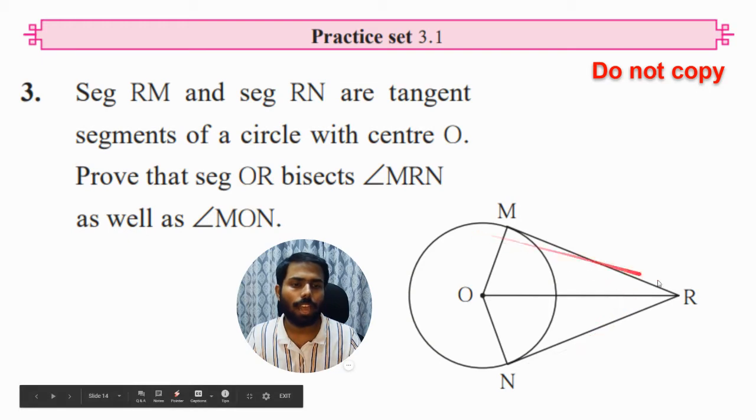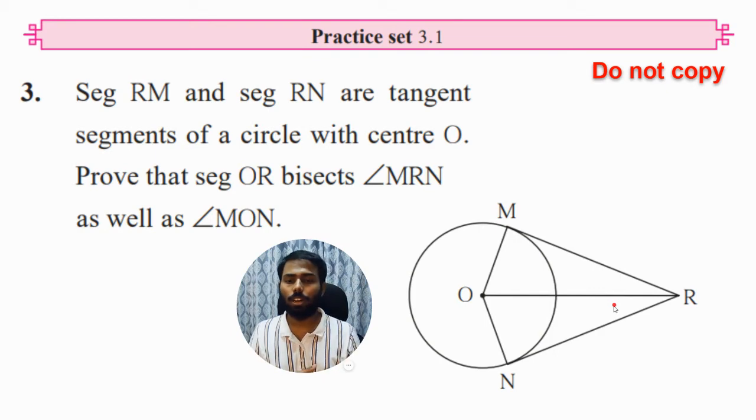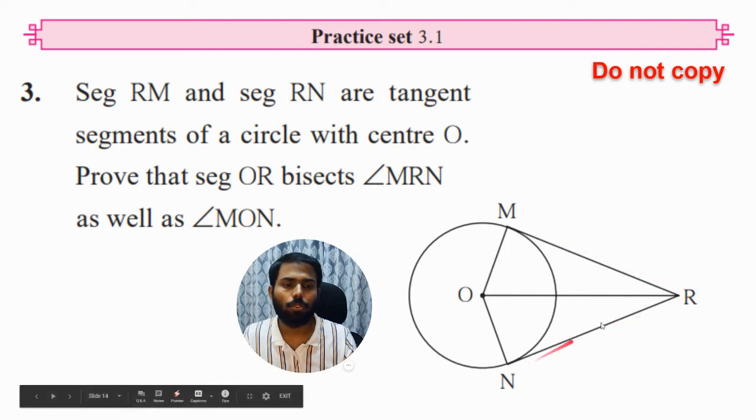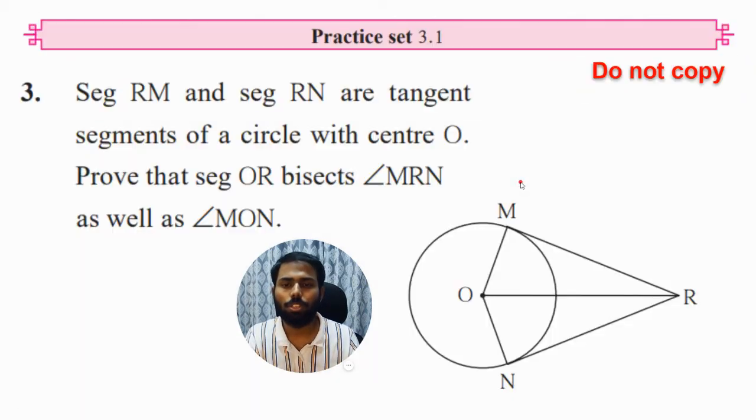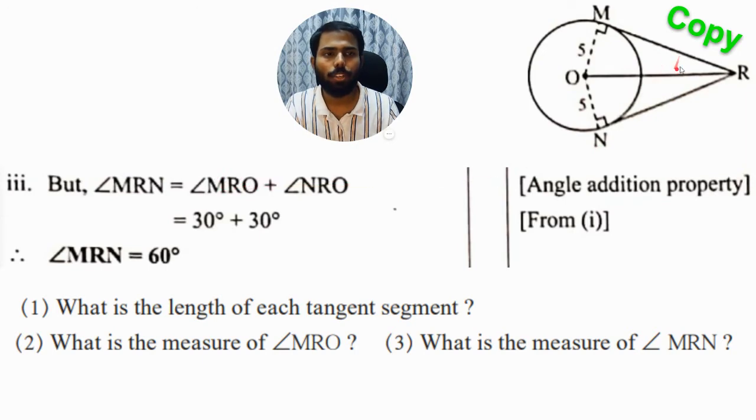MRN is here, it bisects angle MRN. Bi means two, sect means making sections. So whenever something divides another thing into two equal parts, we use the word bisect. So show that or prove that segment OR, which is over here, bisects, that is divides into two equal parts, which one? Angle MRN. You have to show that this angle and this angle are equal. That you have already shown in the previous sum, right? If you see the previous sum, we found both of these to be 30 degrees. One smaller angle is 30 degrees, the other smaller angle is also 30 degrees. So you can say OR is the bisector of angle MRN over here.